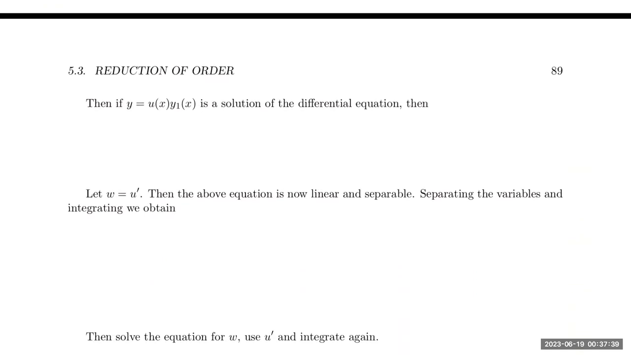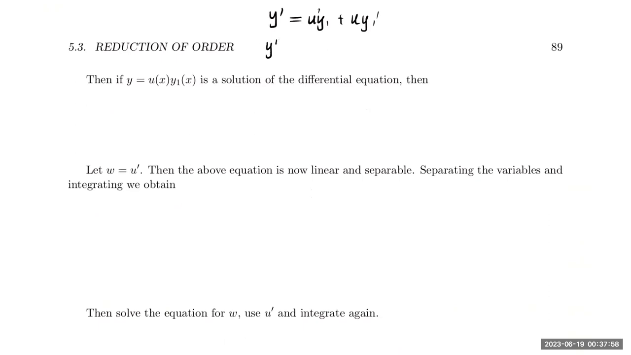let's find y prime first. So y prime, by the product rule, is simply u prime y1 plus u y1 prime. That's for y prime. And for y double prime, that means we would have u double prime y1 plus u prime y1 prime plus u prime y1 prime plus u y1 double prime.